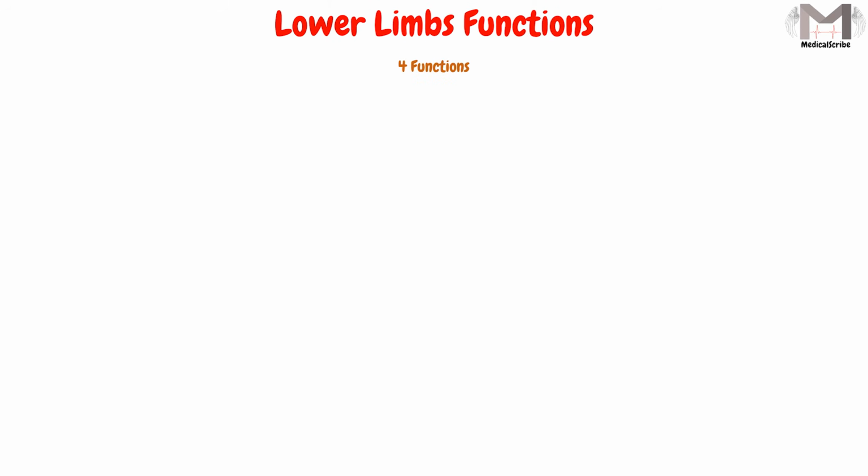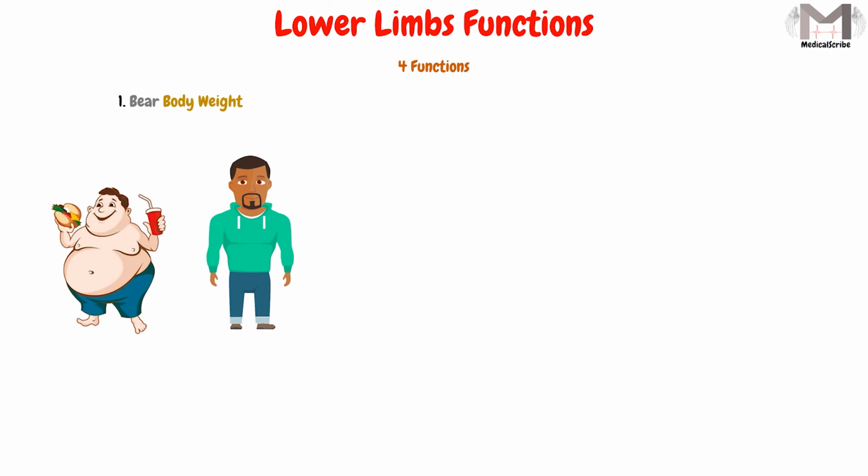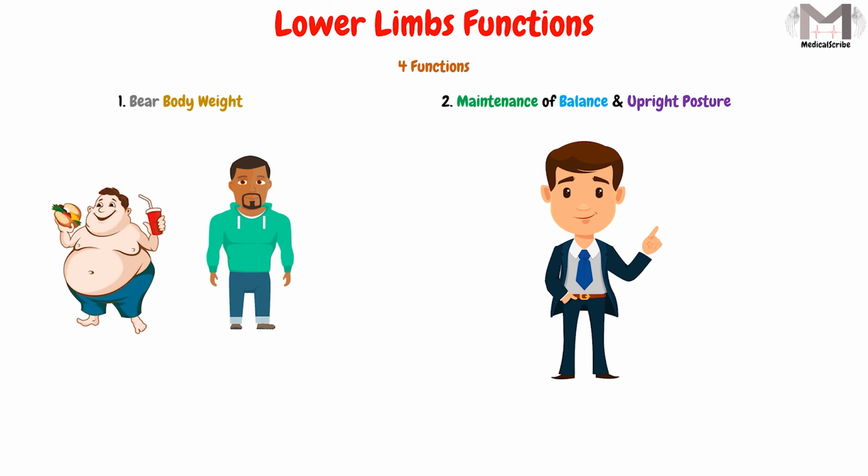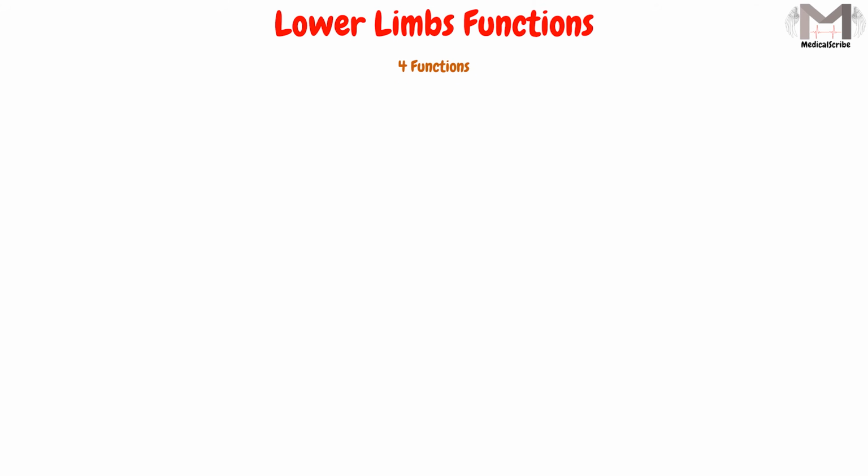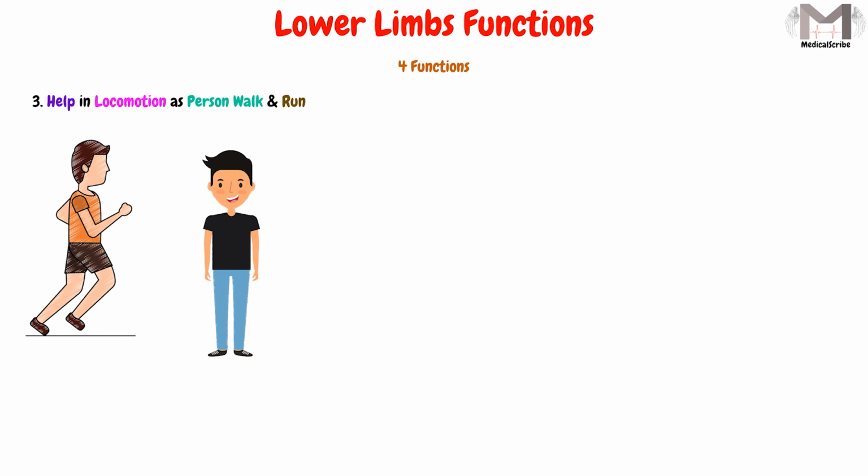Lastly, in this video, is to know the lower limb main functions, which are 4 functions. The first function is to bear the weight of the body. The second function is the maintenance of the balance and the upright posture of the human. While the third function is to help in the locomotion as the person walks and runs. And finally, is to provide attachment points for many muscles.